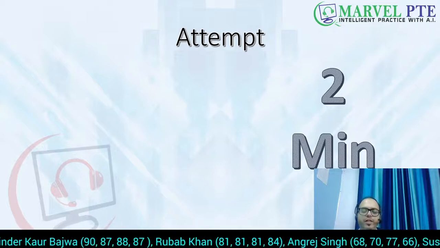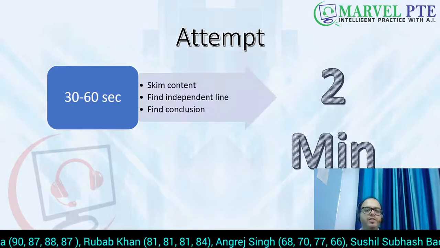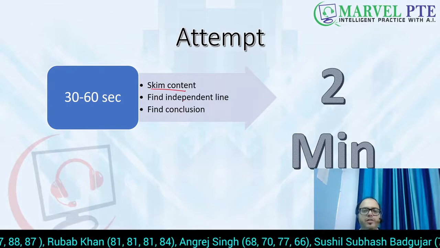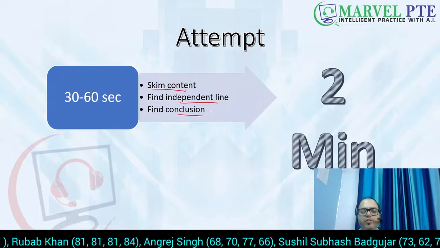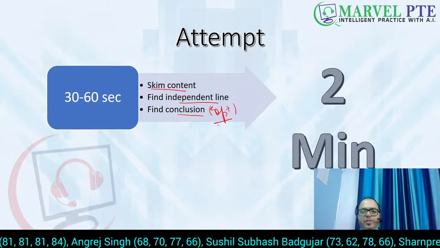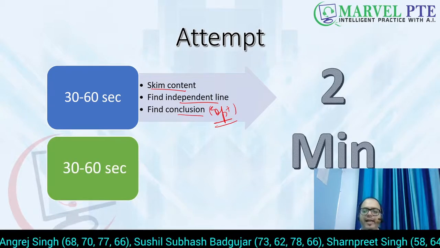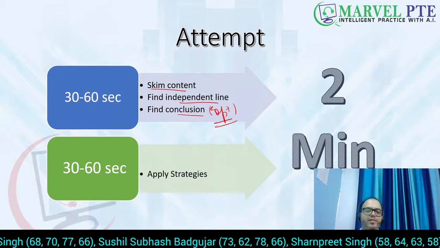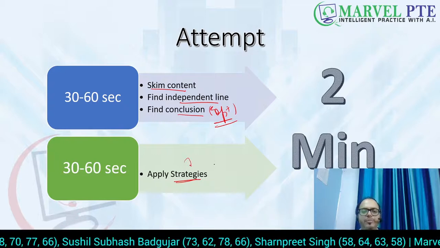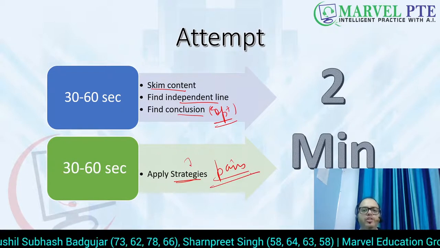But remember one thing, you just have 2 minutes to solve them. So in first 30 to 60 seconds, you are going to skim the content, find an independent line, try to find conclusion line, and always remember conclusion line is an optional one. Maybe you are able to find or maybe you are not able to. And in the next 30 to 60 seconds, apply our strategies, hacks to make pairs, and so that you can solve your reorder paragraphs within 2 minutes.